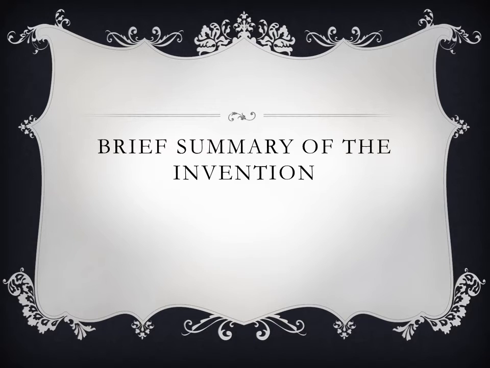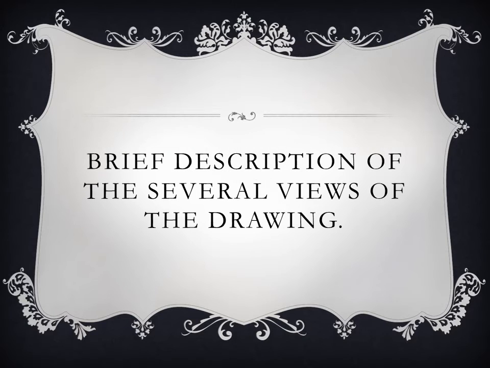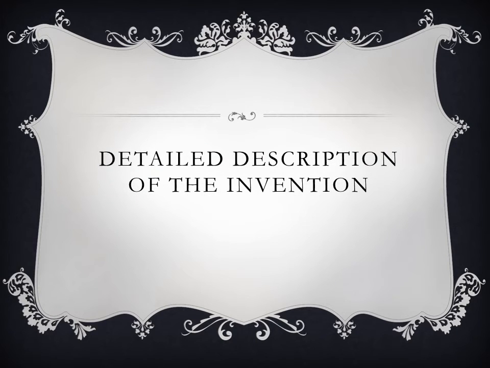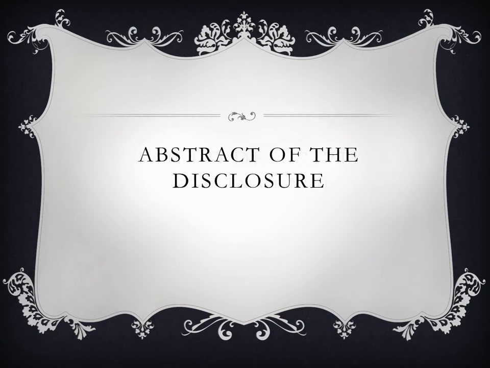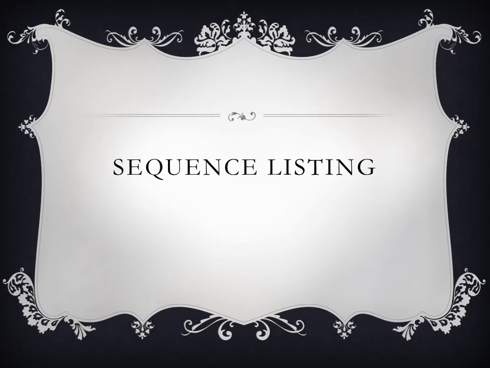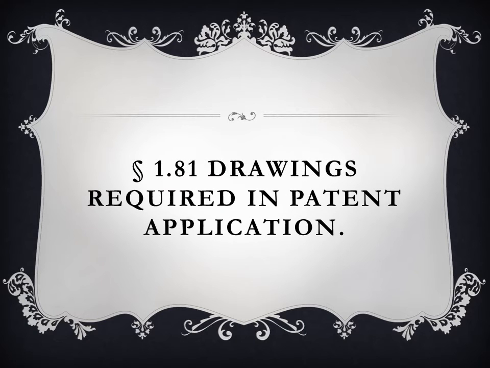Include a brief summary of the invention next, and a brief description of the views of the drawing. Then follow it with the detailed description of the invention, the abstract of the disclosure, the sequence listing, and drawings when required.